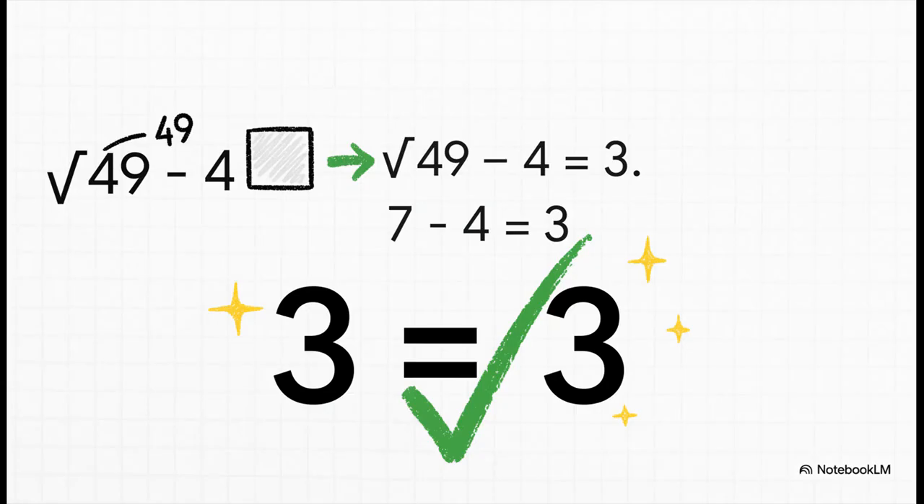But we can't just call it a day until we do step 4. Let's plug 49 back into that very first original equation. So, the square root of 49 is 7. 7 minus 4 is 3. Does 3 equal 3? You bet it does. Checks out perfectly. The answer is definitely 49.